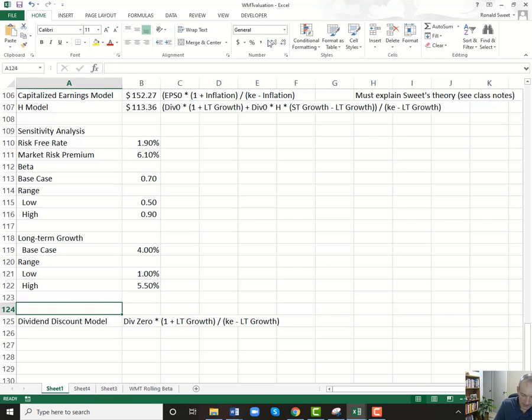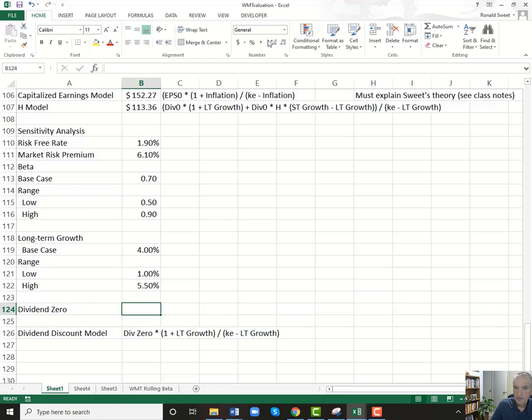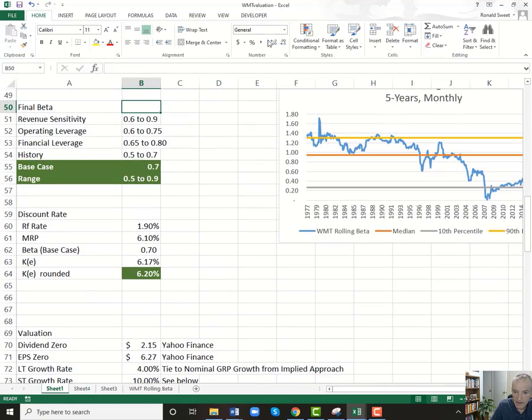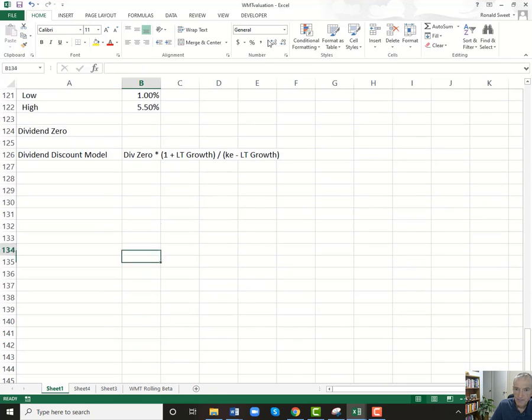So we need to have dividend 0. So dividend 0, we got that early on somewhere. I have to go back and find it. Here it is. Dividend 0 is $2.15. So there's our dividend. So we're going to find a cell. I'm going to put it right here in C129 where we're going to put that formula. So equal dividend 0 times 1 plus our base case.